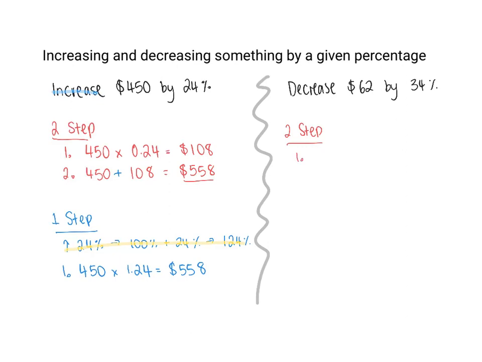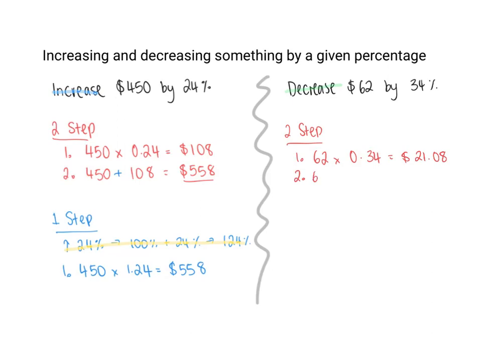So first step would be working out what is 34% of $62. So we'd do 62 times 34% as a decimal, which would be 0.34, which gives us $21.08.